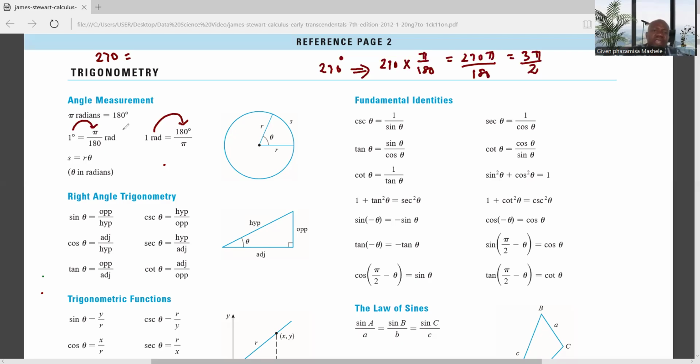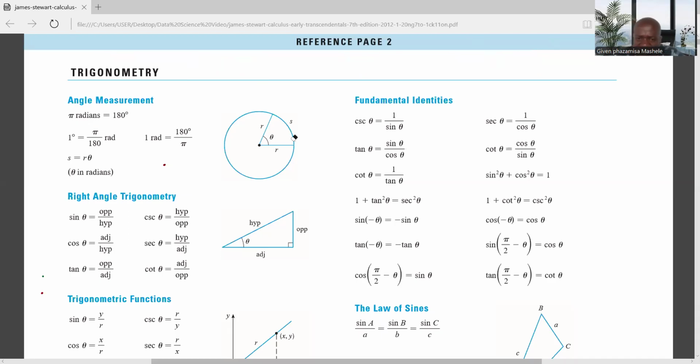Similarly, if we have 90 and want to convert 90 degrees to radians, it's going to be 90 multiplied by pi over 180. This will give us 2 here, so it will give us pi over 2. These are the things you need to know. You need to understand how to convert from degrees to radians and also from radians to degrees. Very important.